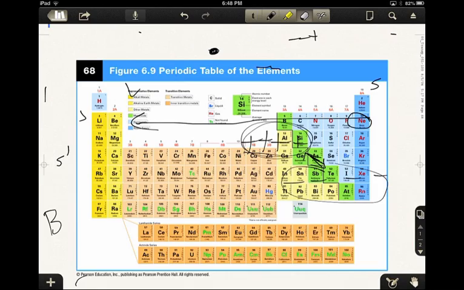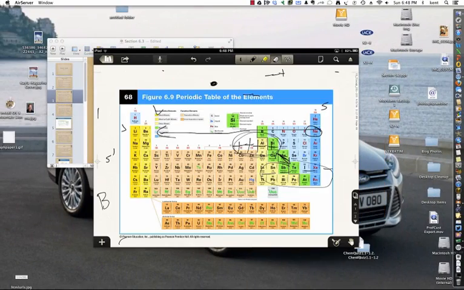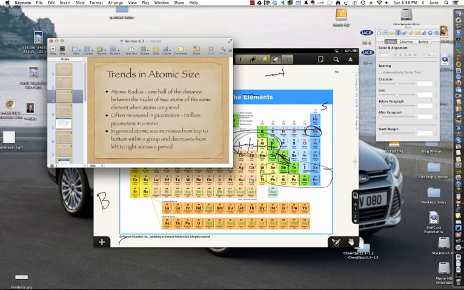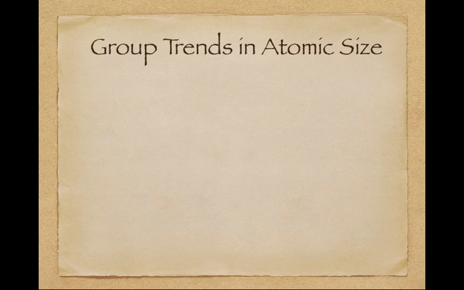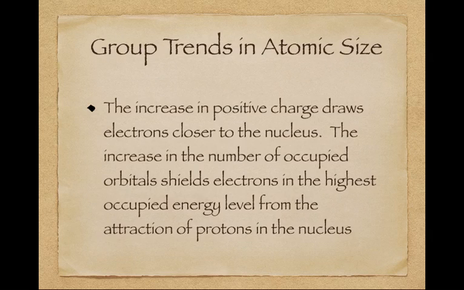All right, so let's go back to our slide. So we talked about that. And now let's talk about group trends. And we talked about this already. So this here says the increase in positive charge draws the electrons closer to the nucleus, and the increase in the number of occupied orbitals shields the electrons. So as I go down, I've got shielding. I don't have shielding as I'm just going across. Okay, that's what they're talking about.